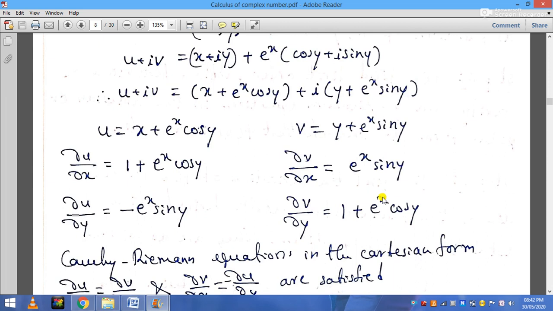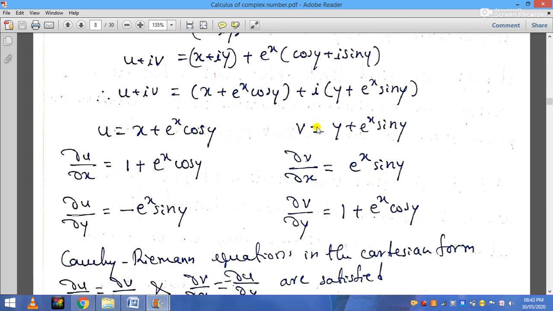Then we find the partial derivatives, which means differentiate u with respect to x and y, and v with respect to x and y, partially. So differentiating u partially with respect to x, we get the differential of x is 1, plus cos y is constant, and the differential of e raised to x is e raised to x. Similarly, differentiating with respect to y, the differential of x is 0, e raised to x stays as it is, and the differential of cos y will be minus sin y.